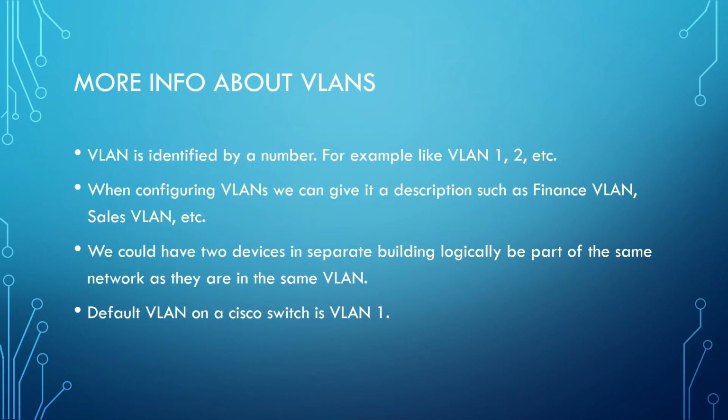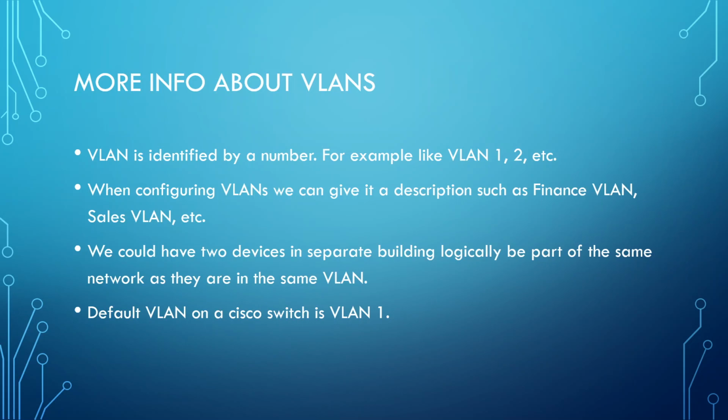And when we configure VLANs, we can give them a descriptive name, such as finance VLAN or sales VLAN, so that we know what that VLAN is used for. And like I said before, with VLANs we can have two devices in two completely different geographical locations, and they could connect to the same network and access the same resources if we assign the switch ports they connect to into the same VLAN.